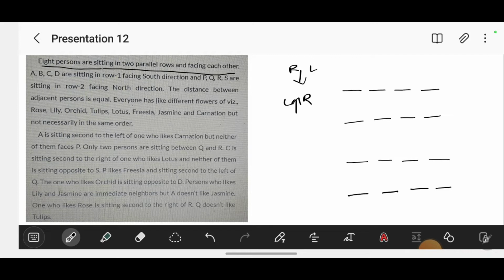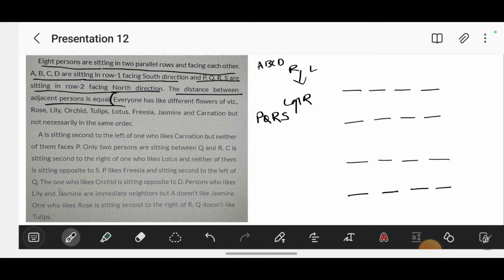2 conditions we take. Okay, and A, B, C, D are sitting in row 1 facing south. That means in row 1, facing south direction, is A, B, C, D. And next P, Q, R, S are sitting in row 2 and facing north. That means the below line is P, Q, R, S. Okay, next, the distance between adjacent persons is equal.